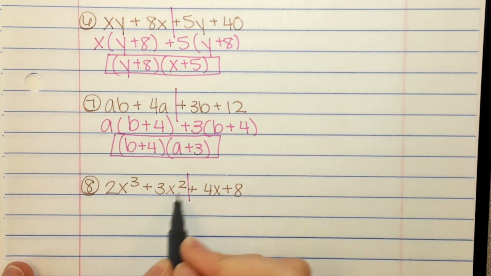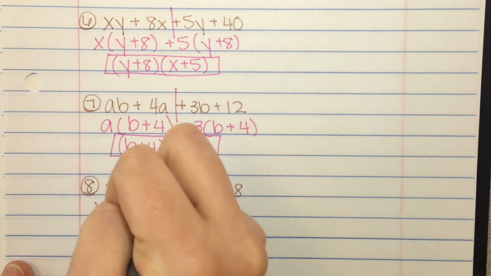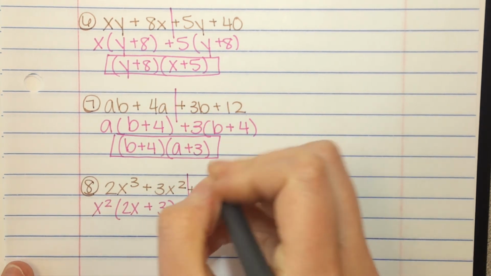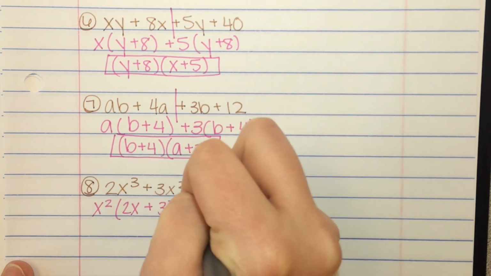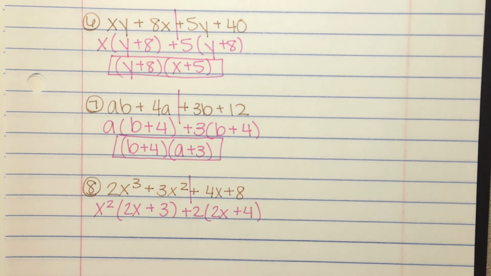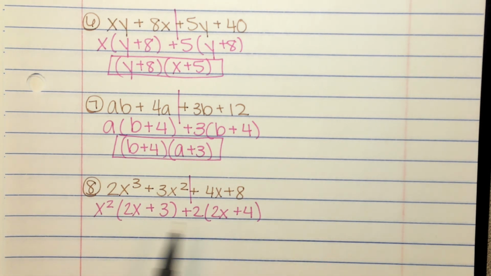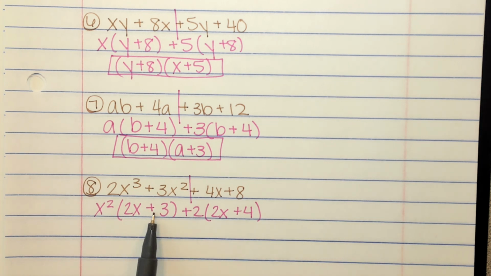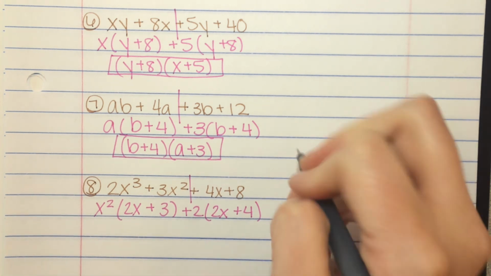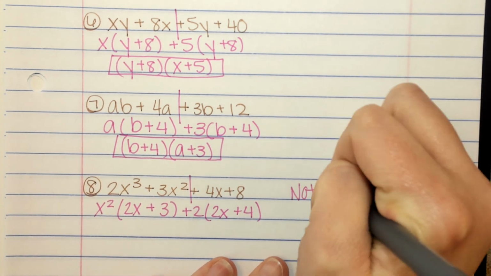All right, in the first half, we can pull out an x squared, and we're left with 2x plus 3. On the other side, the GCF is 2, and we're left with 2x plus 4. Now, what do we notice here? Do our things in parentheses match? Do we have a common factor here? No, we don't. So that means that this is not factorable.